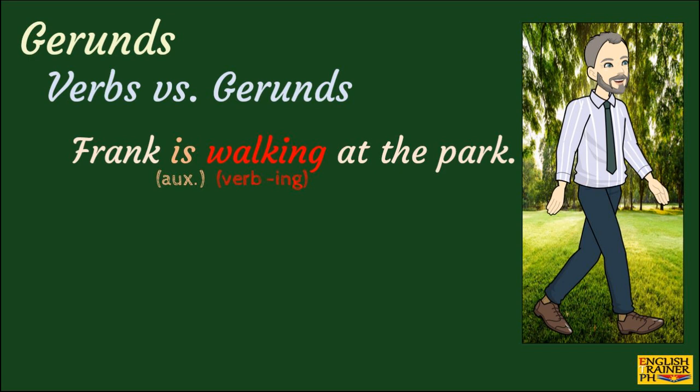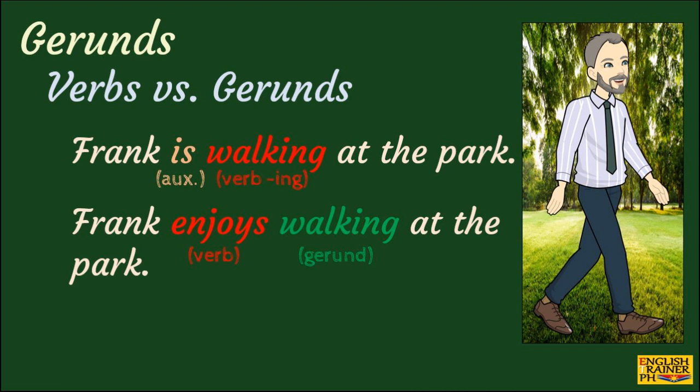This example is in the present progressive tense. Frank is walking at the park, which means that he is doing the action, which is walking, at the current time. In the second example, Frank enjoys walking at the park. You will see that the difference here is that our main verb is enjoy, while the gerund is our direct object. Frank enjoys what? Walking.